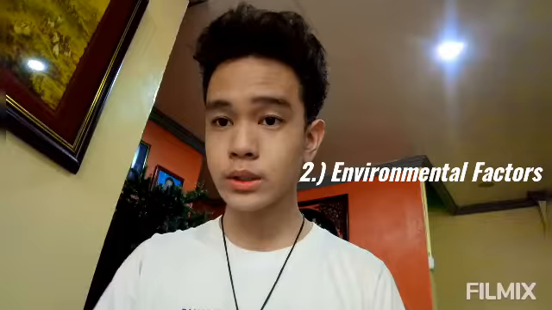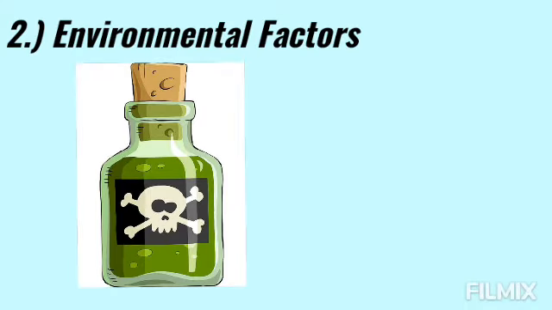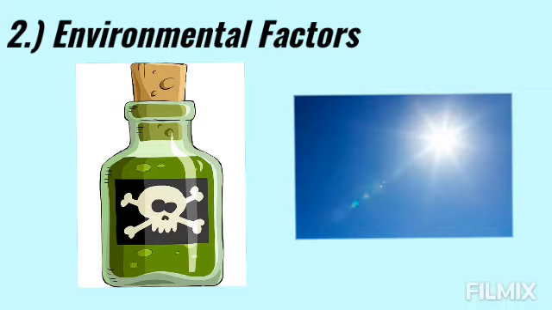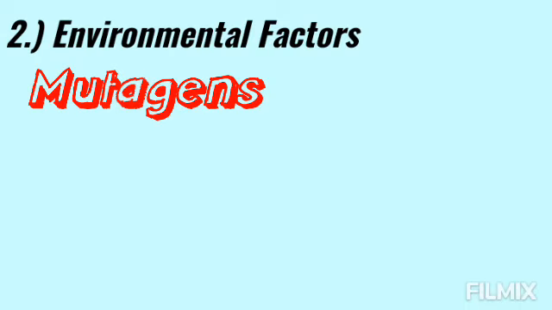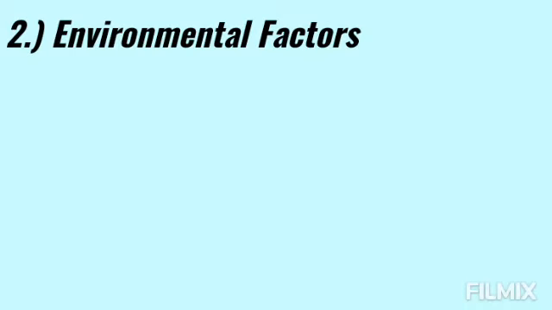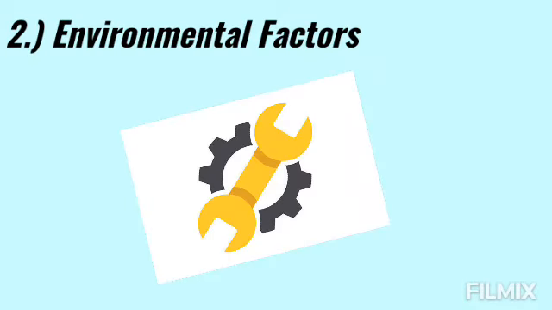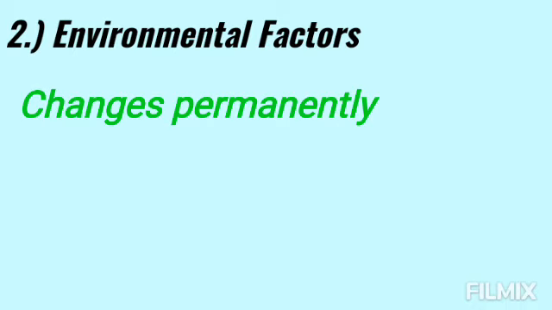2. Environmental factors. Prolonged exposure to harmful chemicals and radiation, including ultraviolet radiation from the sun and artificial light, may trigger mutations. These factors are called mutagens, which can break the bonds between base pairs or disconnect the sugar-phosphate backbone from the rest of the DNA structure. While DNA may be able to repair itself, there are cases where its structure changes permanently, and certain tissues or organs in the body are damaged.